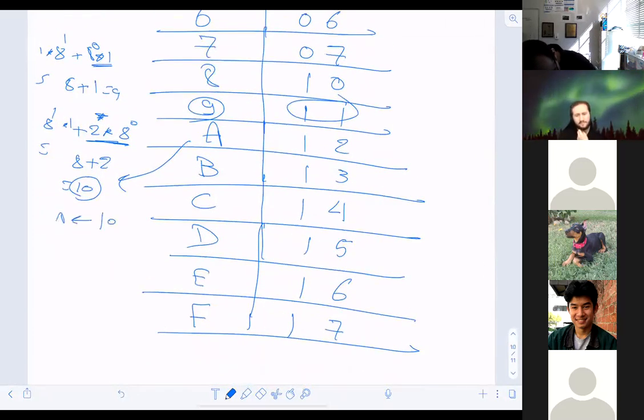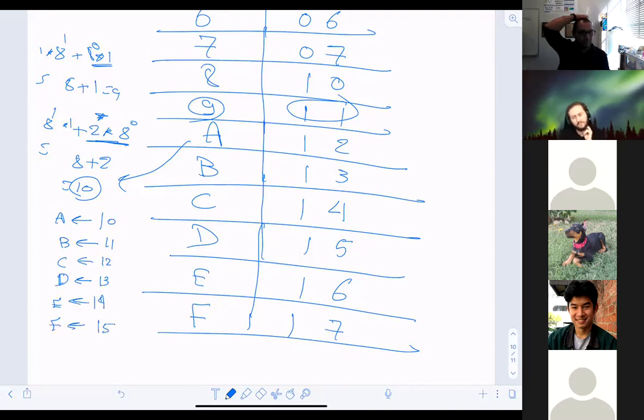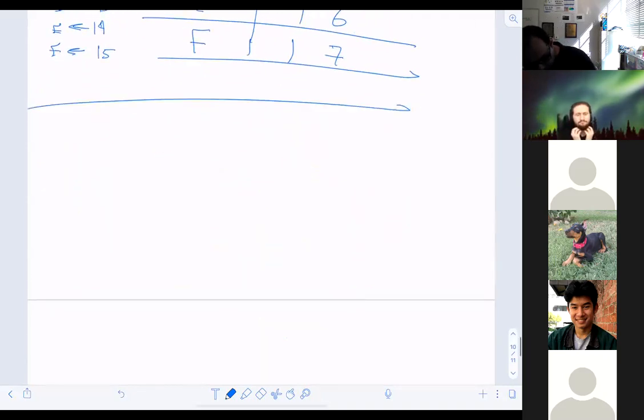So 10 is A, 11 is B, 12 is C, 13 is D, 14 is E, 15 is F, right? Have you noticed we are just playing with numbers, right? Let me give you some practice also. We can do it now and we can check the book.